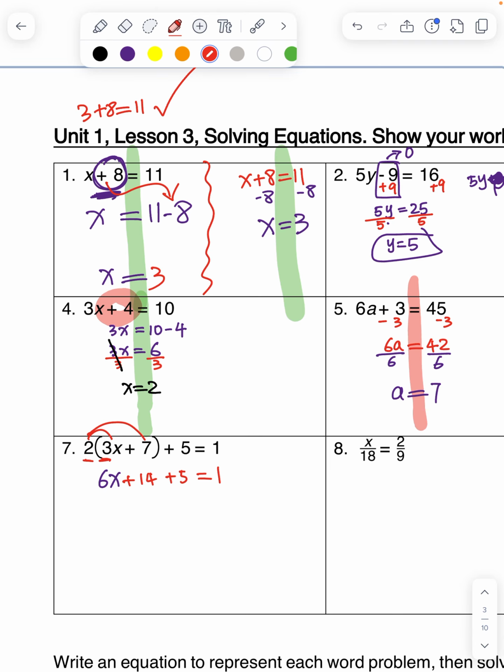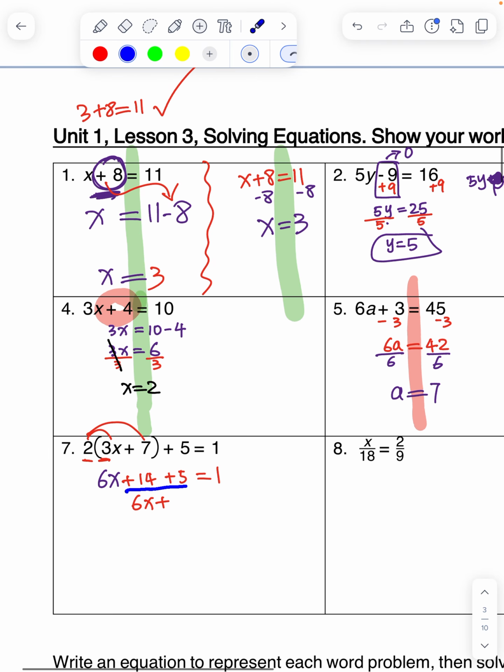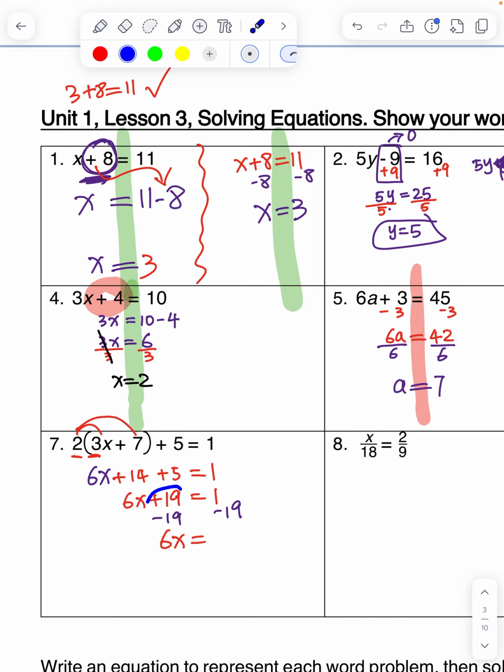Let's simplify. So 6x plus 14 plus 5. That's 19, right? 19 equal to 1. Now I need to get rid of the 19, so I subtract 19 on both sides. So 6x equal to positive 19 subtract 19, that's 0, right?